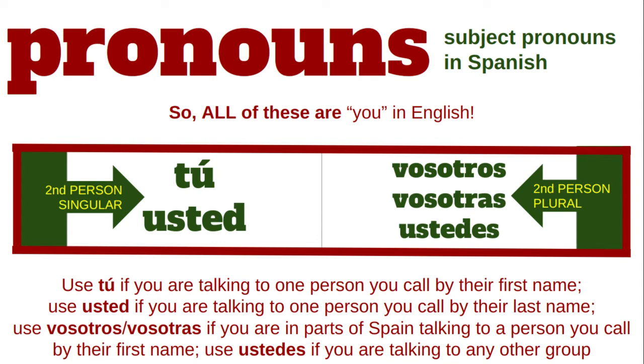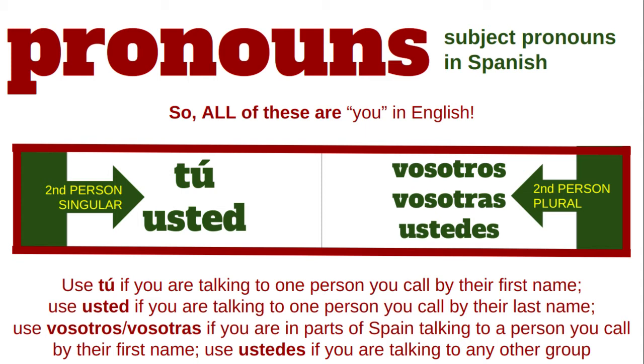So you use tú if you're talking to a person that you call by their first name, and they're just one person. It's the informal second person singular form that we use when we're talking to one person that we know well or that we call by their first name. We use usted if we're talking to one person we call by their last name, someone we want to show a little bit more formality to, or someone we don't know. So usted is the second person singular formal form that we use in those more formal situations.